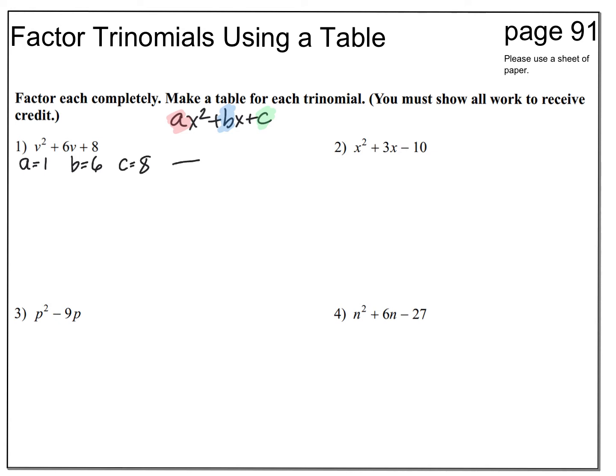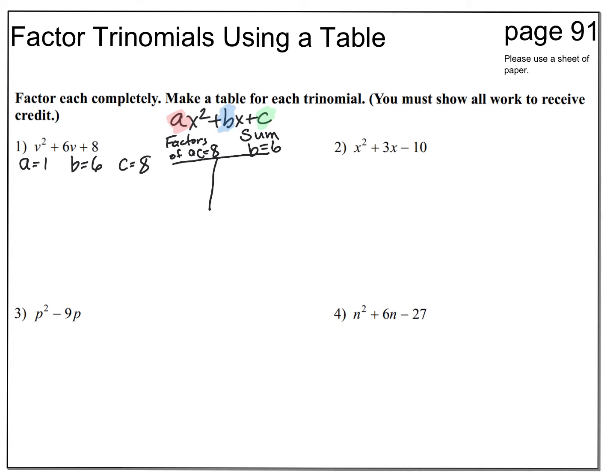We're going to make a table for each of these problems. We're going to find factors of A times C, and we want those factors to give us a sum of B. So factors of A times C. A is 1, C is 8. So A times C is 8. I want a sum of 6.